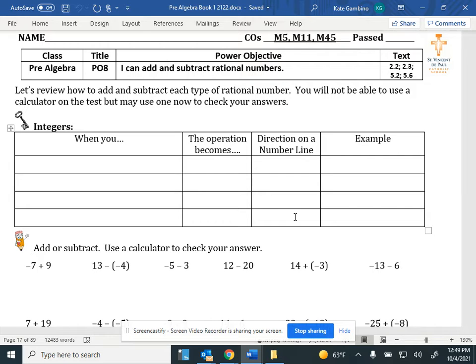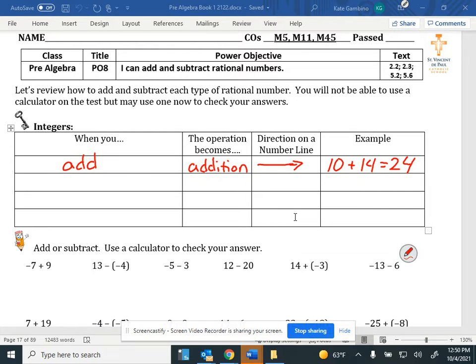So when you add, I'm so excited I get to use the red now. When you add, the operation becomes addition. The direction on the number line is going to the right. An example would be 10 plus 14 equals 24.